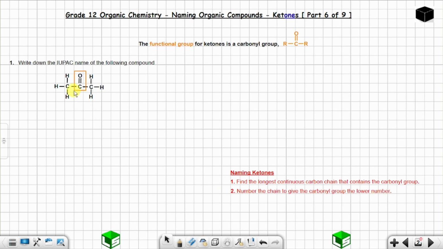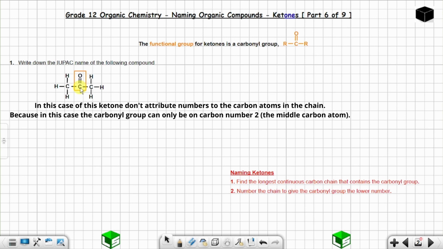In this case, you have 3 carbon atoms. You can see the carbonyl group can only sit on this carbon atom. It cannot sit on this carbon atom, neither can it sit on this carbon atom. Because for you to have a ketone, you must have a carbonyl group surrounded on the left and on the right by carbon atoms. So the carbonyl group can only be on this carbon atom, in this case, where you have 3 carbon atoms. So no need for you to specify.